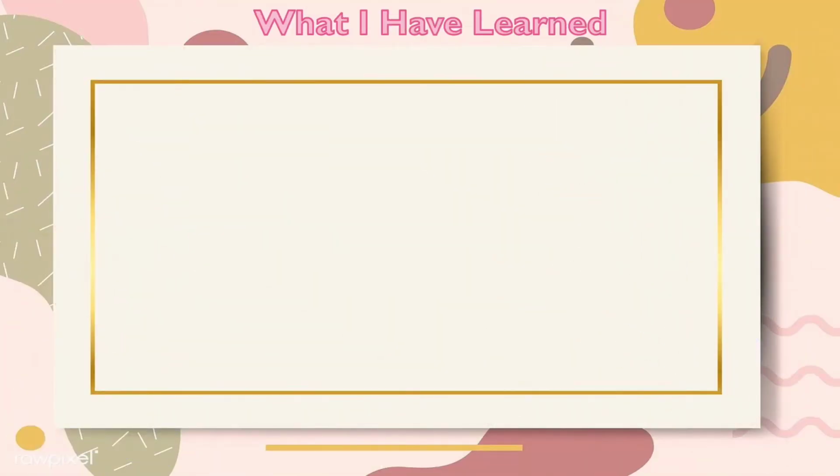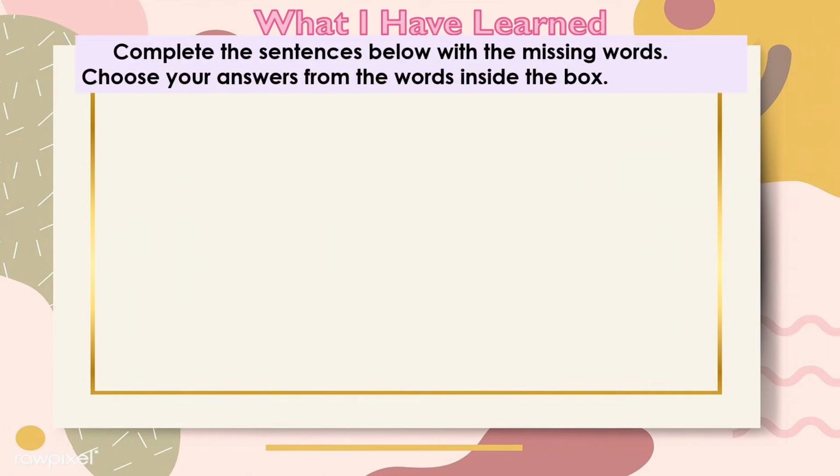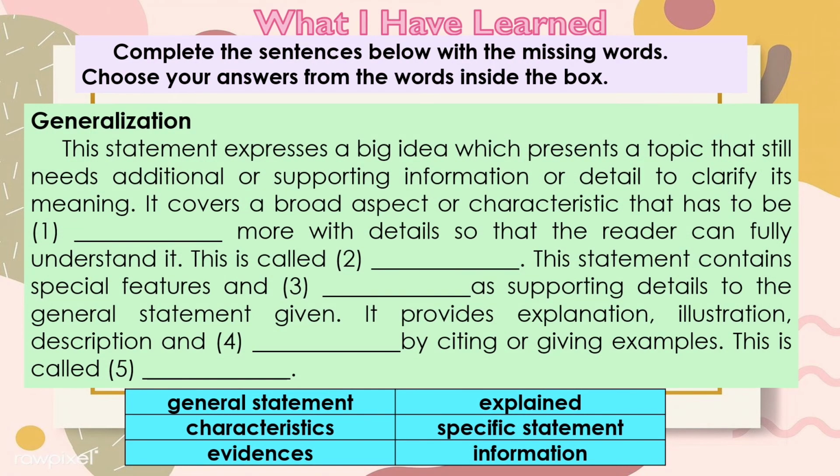Now, what you have learned in our lesson. Complete the sentences below with the missing words. Choose your answer from the words inside the box. So, our generalization. This statement expresses a big idea which presents a topic that still needs additional or supporting information or detail to clarify its meaning. It covers a broad aspect or characteristic that has to be blank more with details. What's the answer? Correct, it's explained. Explain more with details so that the reader can fully understand it.